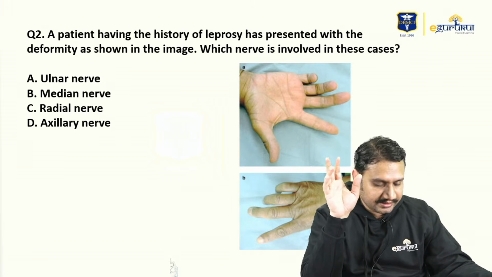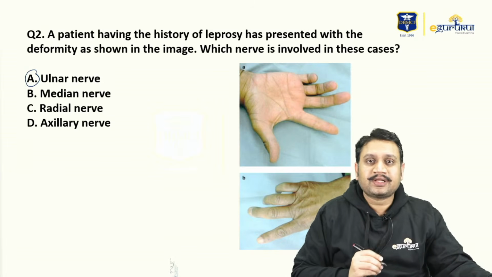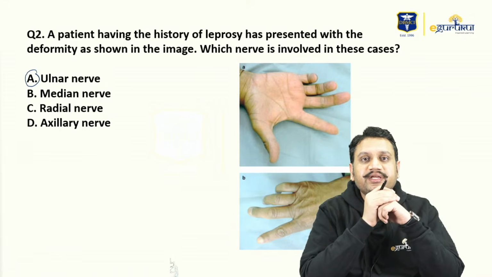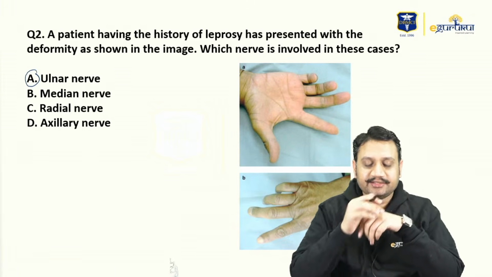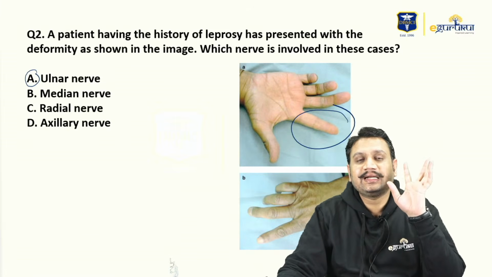So what do you think it is? Ulnar nerve is gone. So why do you say it is ulnar nerve? See, there might be a confusion. Some of the students told me, sir, we marked the median nerve injury. I asked, why did you mark median nerve injury? They said, sir, the index finger was straight. Pointing index sign was there.